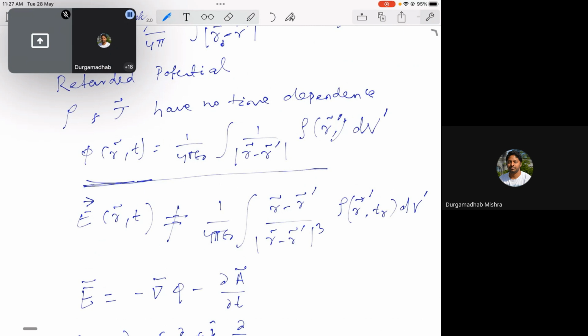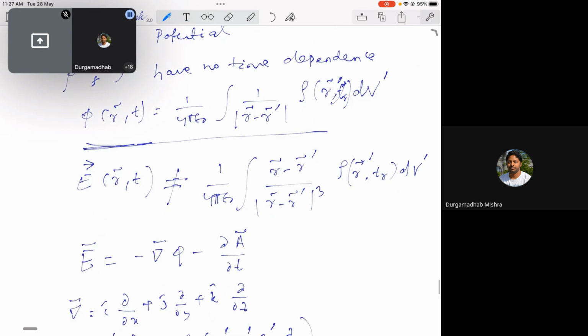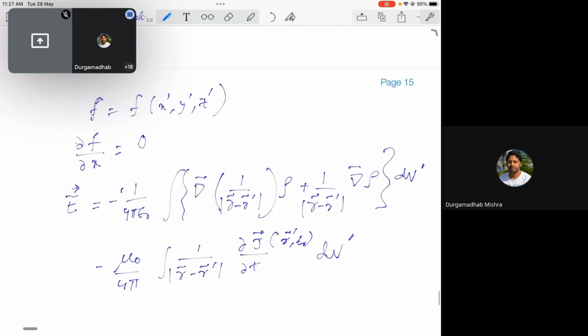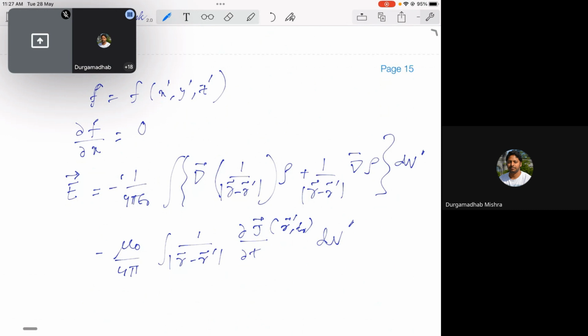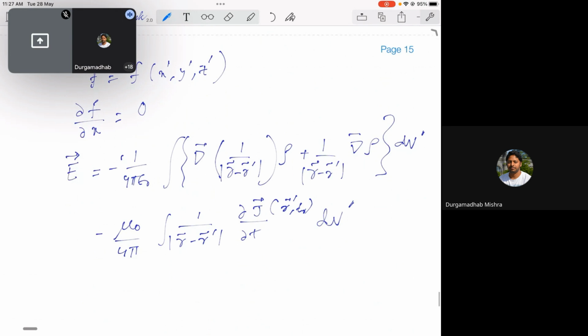So we have two functions. There is 1 by |r minus r prime|, and then there is rho of r prime and t_r. So I am taking the gradient of the first term first and multiplying by rho, then adding the second. Simply I am doing the differentiation like you normally do if you have a product of two functions.